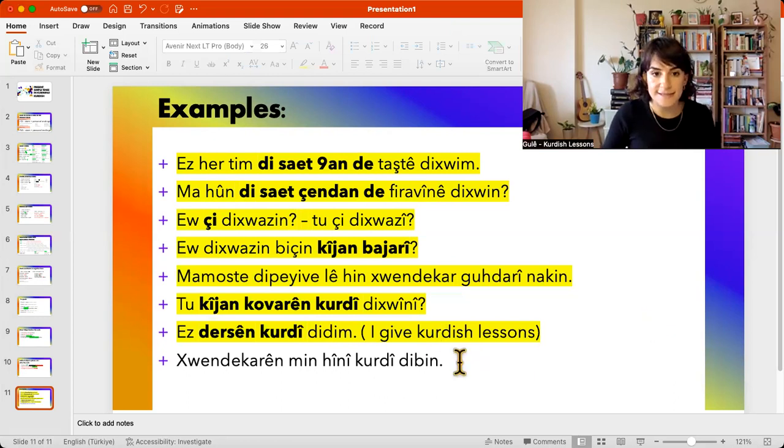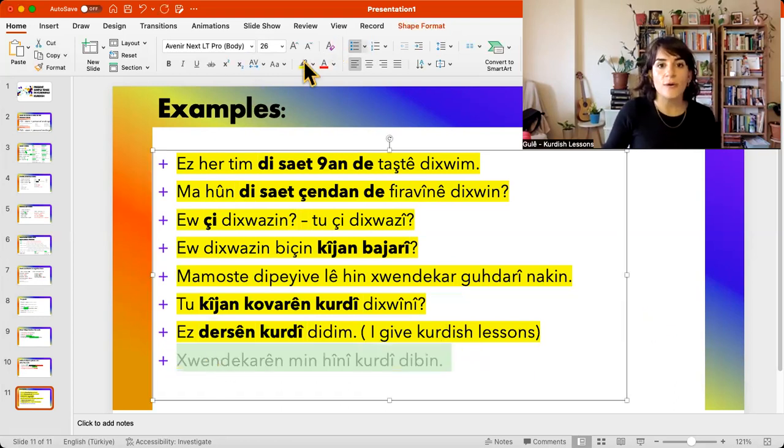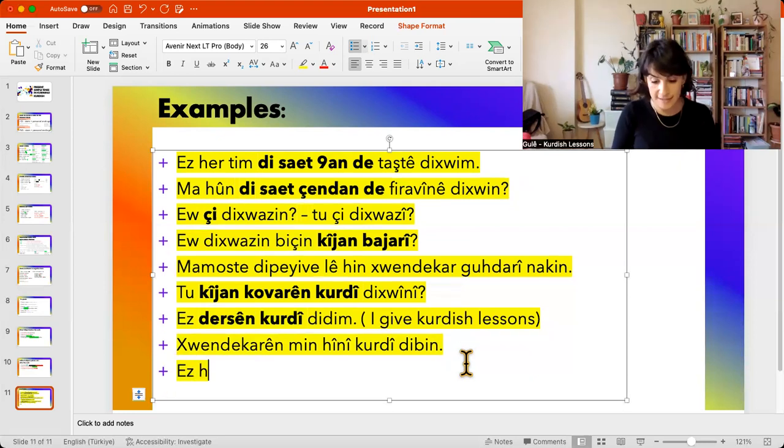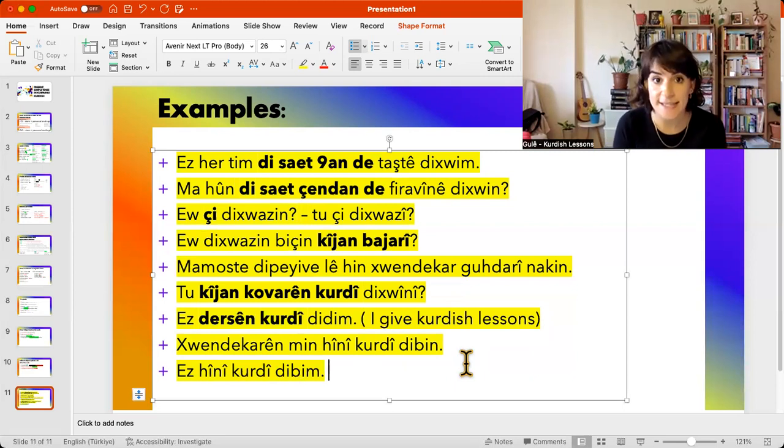And the last example: my lovely students, "Hini Kurdi diban," are learning Kurmanji Kurdish. So hini bun is to learn. So you can say "as hini Kurdi diban."